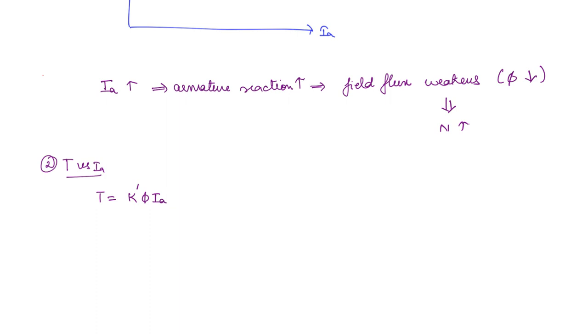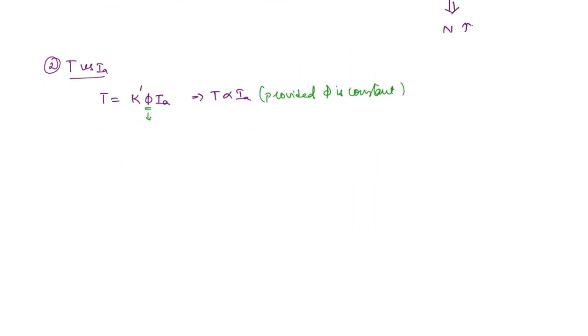So now phi is a constant, right? If we don't consider the armature reaction, then phi is constant for a shunt or a separately excited motor. So what are you going to get here? T is proportional to IA provided phi is constant. Okay. So then what will be the characteristic? You're going to have a straight line which is passing through the origin like this. Okay. So remember, this is without armature reaction.